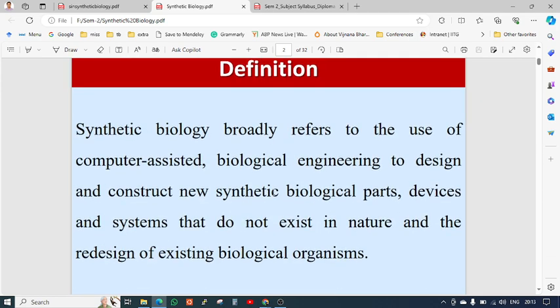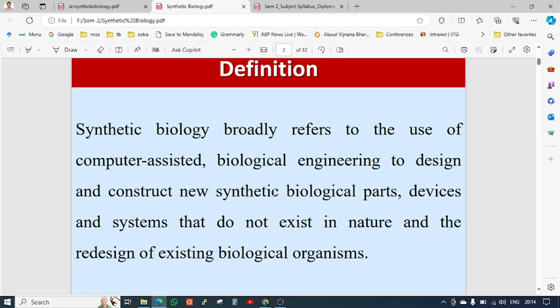The definition of synthetic biology is that it refers to the use of computer-assisted biological engineering to design and construct new synthetic biological parts, devices and systems that do not exist in nature, and to redesign existing biological organisms. That means we interrupt already existing organisms and modify them according to our needs. For example, we can produce more resistant varieties and more production of some crops.